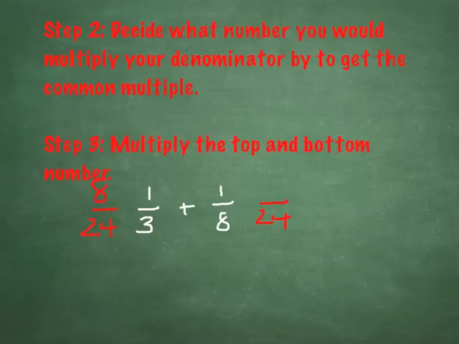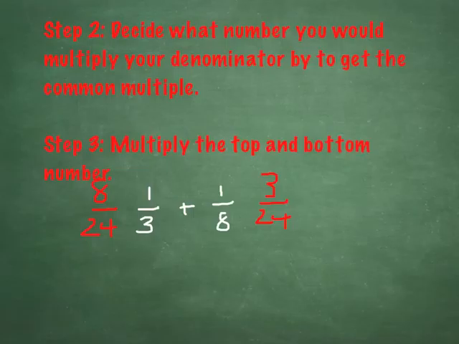Okay, so now I'm going to look at my other number, and I'm going to do step 2 again and decide, let's see, I need to multiply 8 by 3 in order to get my common multiple. So I've already done it down here. 8 times 3 is 24. Now let me do the same thing to the top. 1 times 3 is 3. Okay, pretty easy.